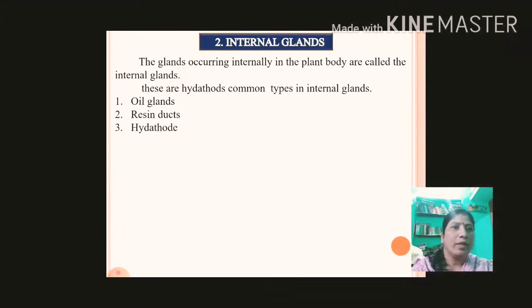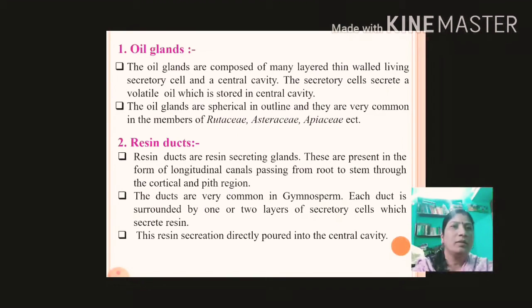Then the second type of glandular tissue. The first type is the external glands, and the next, second type is the internal glands. They are represented by three common types of internal glands: the hydathodes, the oil glands, and resin ducts. These occur internally in the plant body, so they are called internal glands. The first one common in the plant body contains the oil glands.